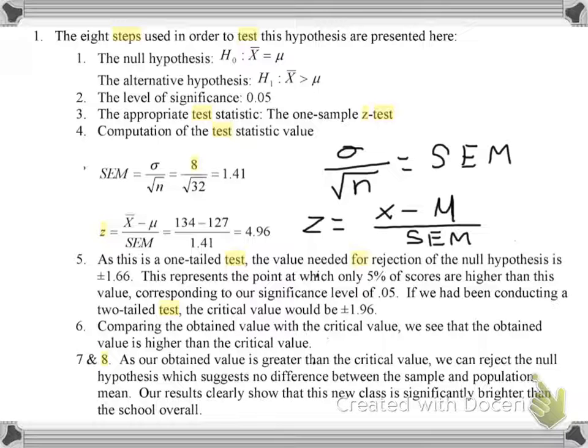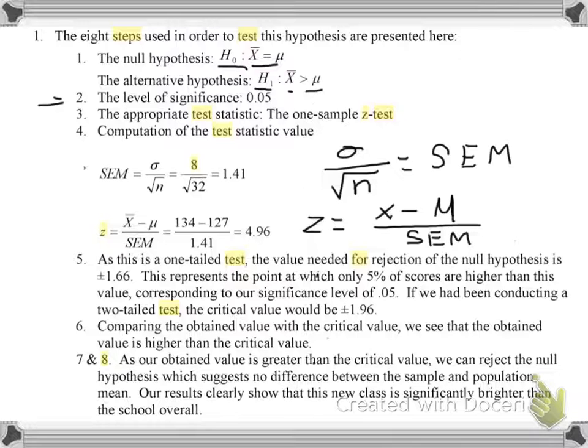We will identify the null hypothesis as H null, right here, H null, and this states that the sample mean is equal to the population mean. Our alternative hypothesis, which is H1, is going to say that our sample mean does not equal our population mean.